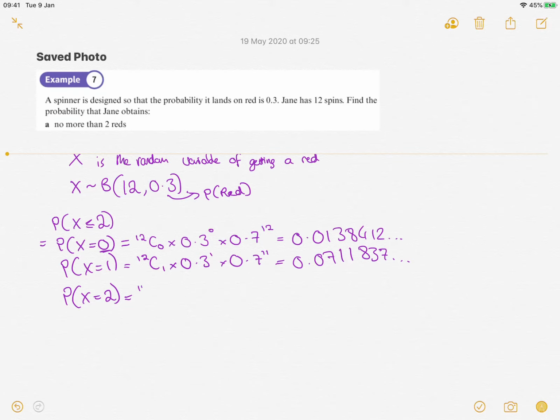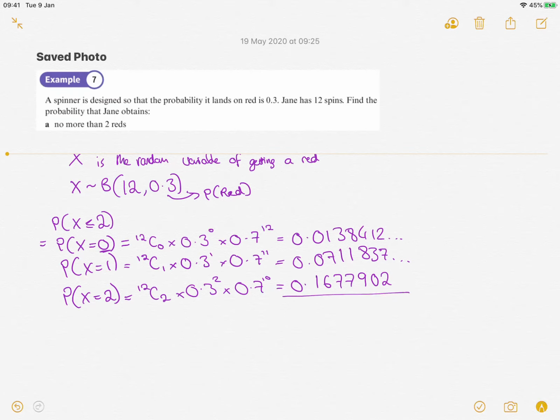Okay, final one. So I'm just going to go back to my previous line of working in my calculator and change some of those numbers. And the probability of getting 2 reds across 12 spins is about 17%, or 0.1677.